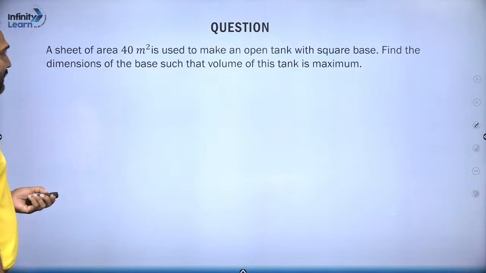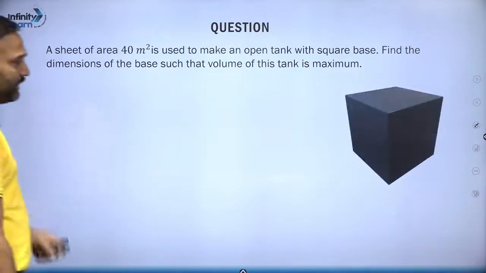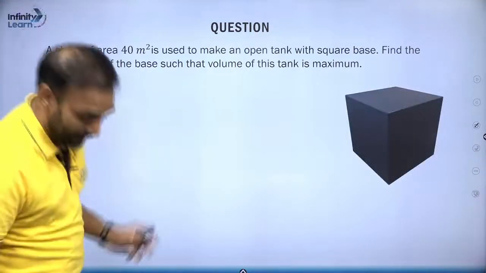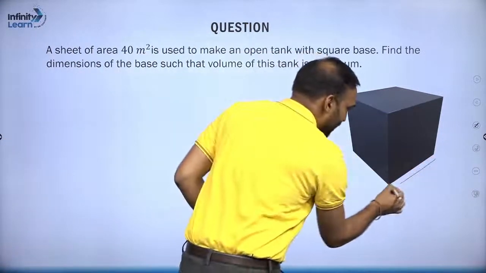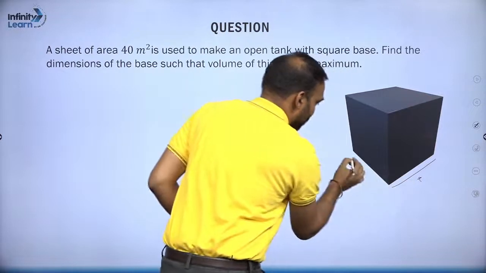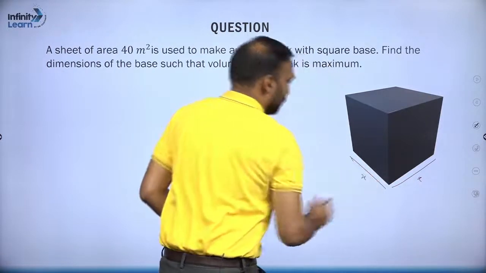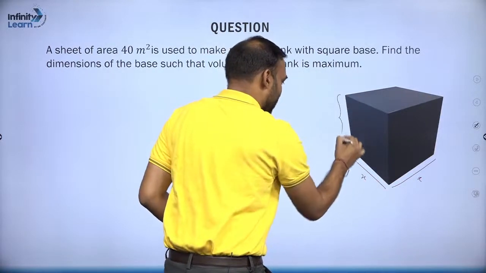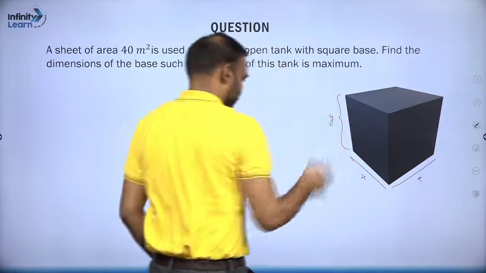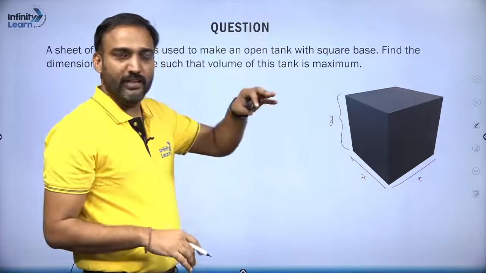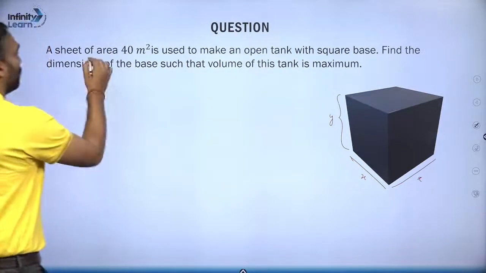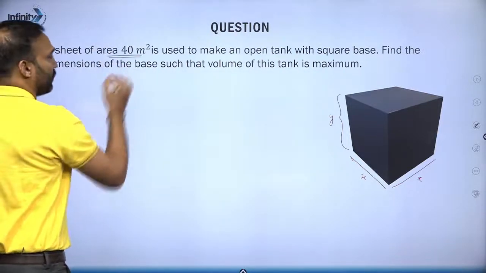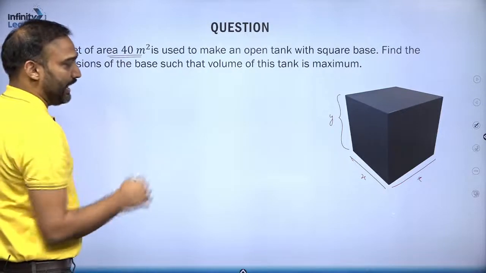So let us have a square base or a tank over here. So the tank has a square base. So let's say this is your base and I call this as x. So this will also be x. And let's say this height is y. It's an open tank, so there is no surface on the top of it, right? So the total area is 40 meters square. So let us find out the area.